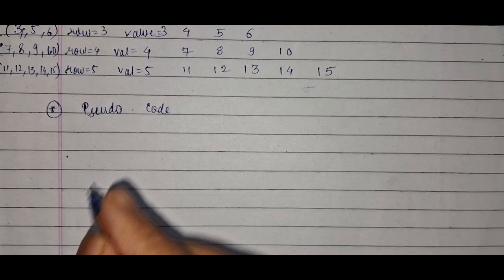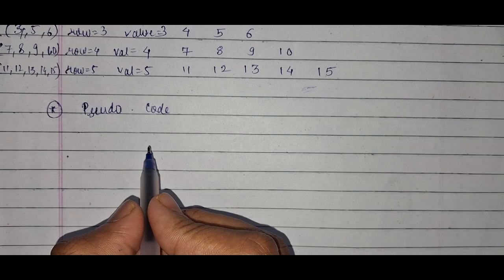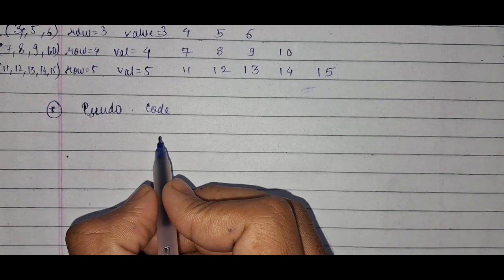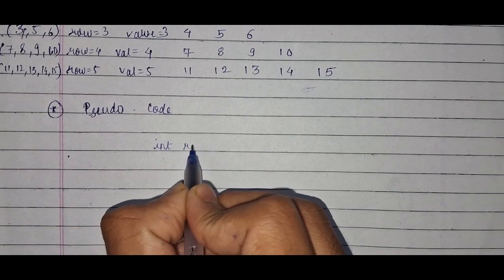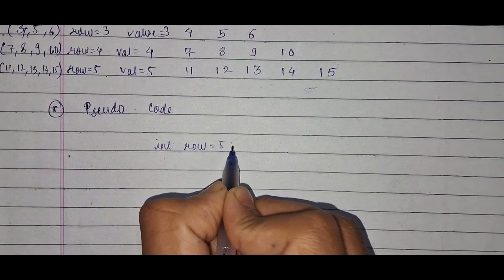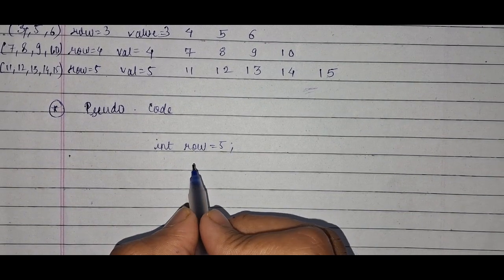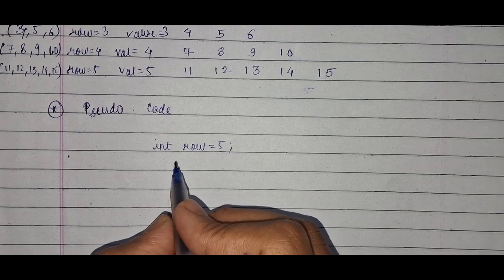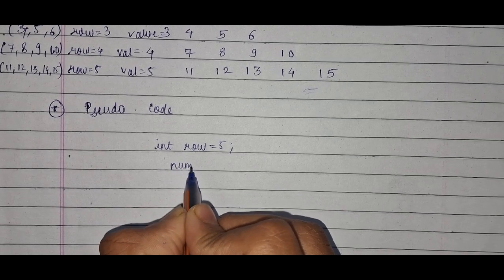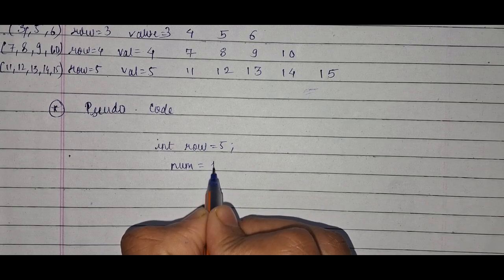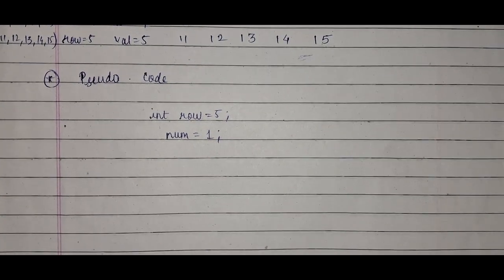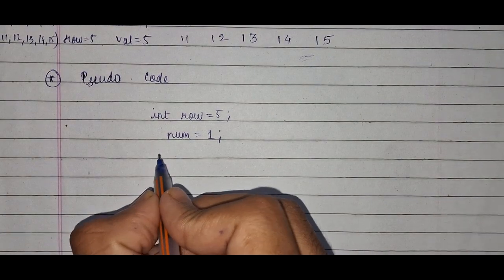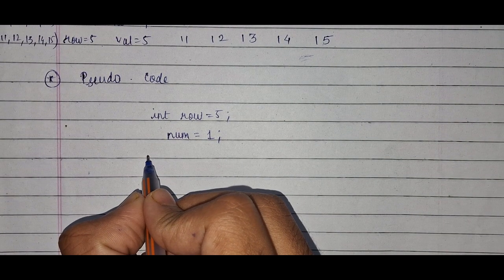So in pseudocode we have to take the number of rows. Basically the number of rows will be 5. Okay, and we have to take a variable num and initialize num by 1. Now let's run the nested for loops.